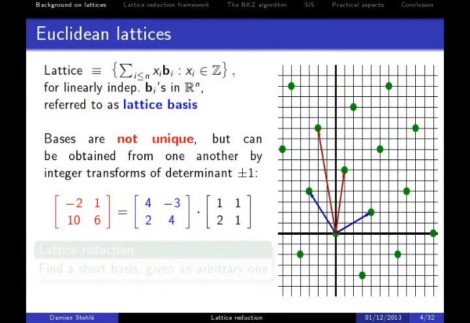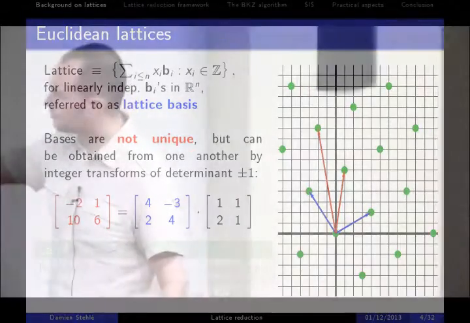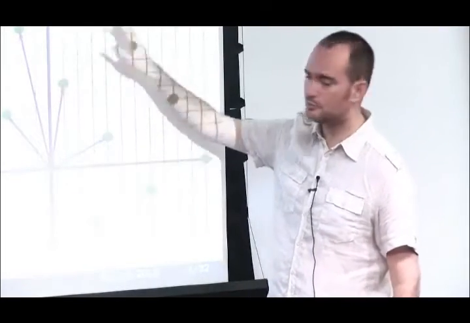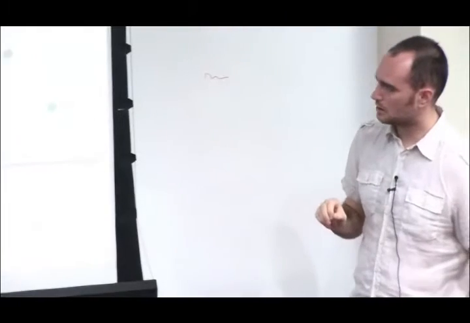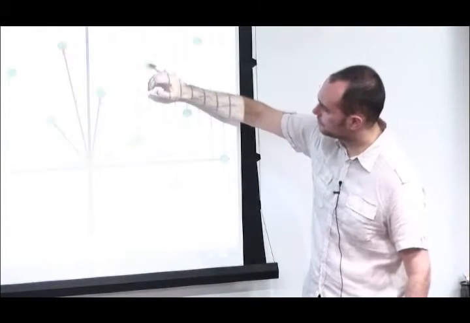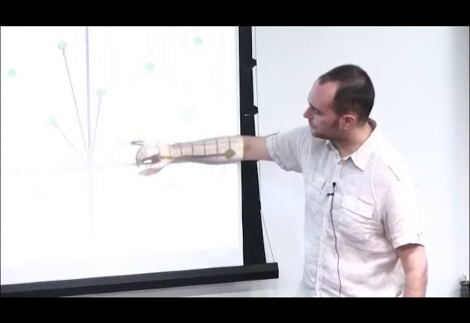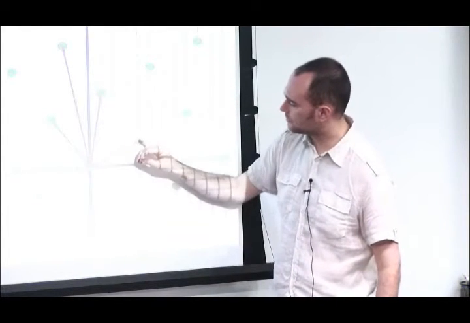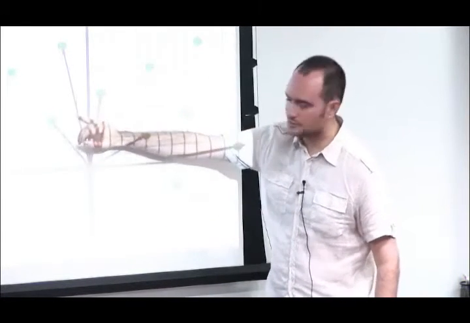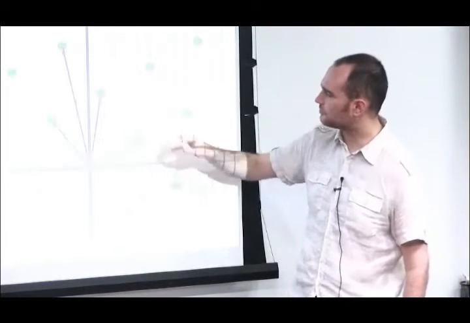Okay, so the first observation is that bases are not unique. For example, here I have another basis of the same lattice. If you take the set of all integer linear combinations of these red vectors, you also end up with the green lattice. What we can see here is that some bases are easier to deal with than others. For example, if I give you this point, it's very easy to see that it's twice this vector plus one times this one. But if I ask you how many times this vector and this vector, it's not very hard, but it takes a bit longer.